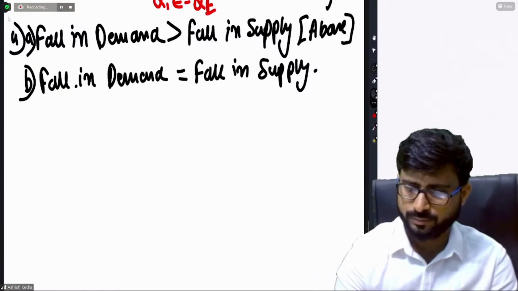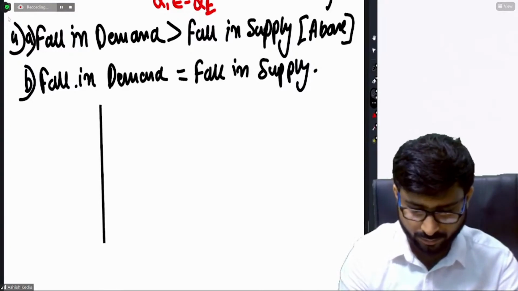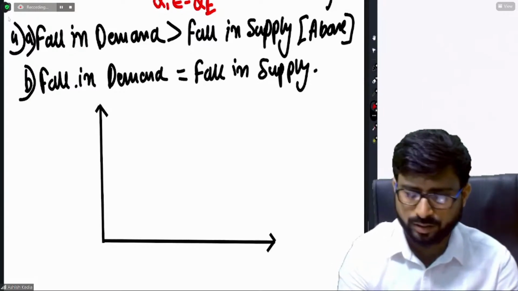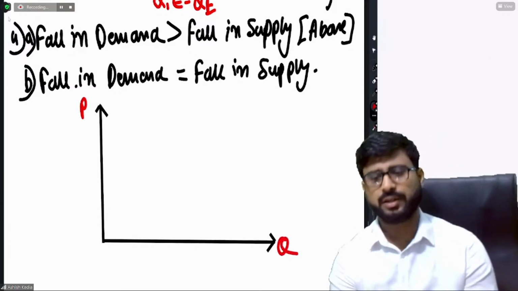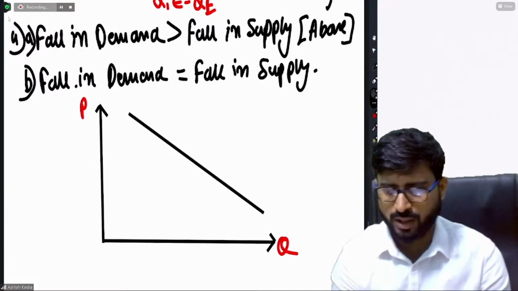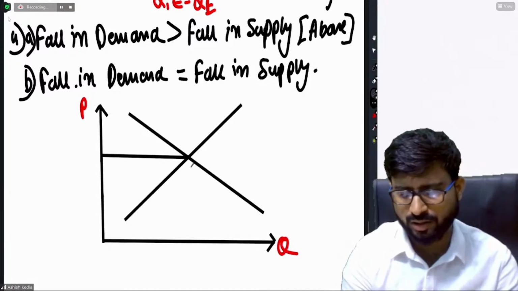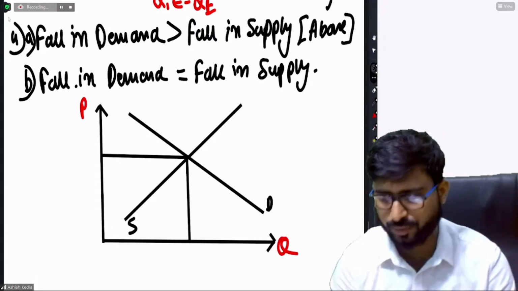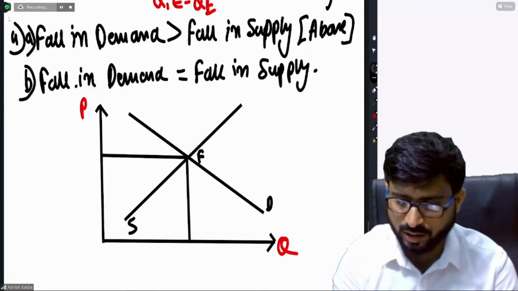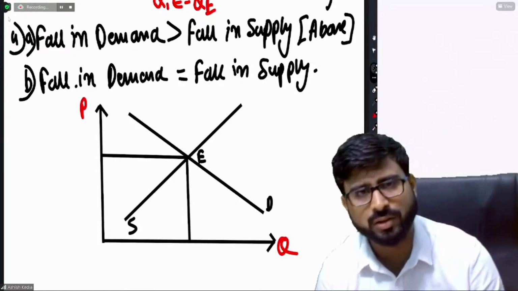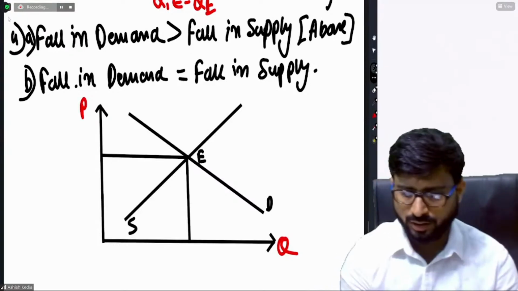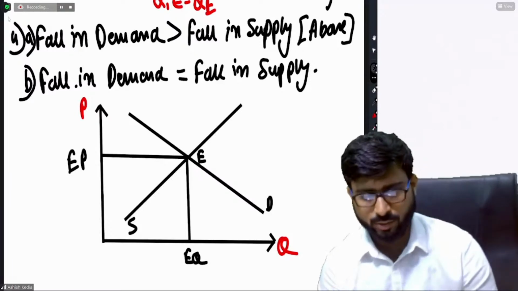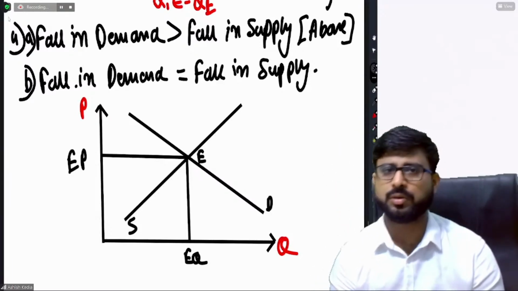Right. So see, this is price, this is quantity. As usual, demand, supply. Original condition always first. I told you, draw the original condition always first. Then what, sir? This is the equilibrium quantity. This is the equilibrium price. Equilibrium price and equilibrium quantity you will have drawn.